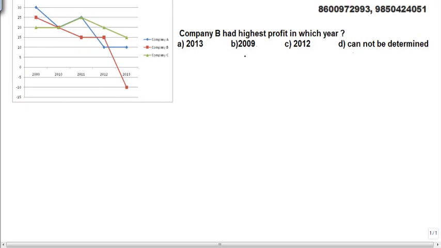Having done the basics, now let's quickly try to solve the questions here. Company B had its highest profit. उसका खुद का हाईएस्ट कौन से साल में था? For a smarter person it's very simple. From 8 to 9 it grew by 25%. Kids, it's not reducing. From 9 to 10 it again increased. It's not reducing.